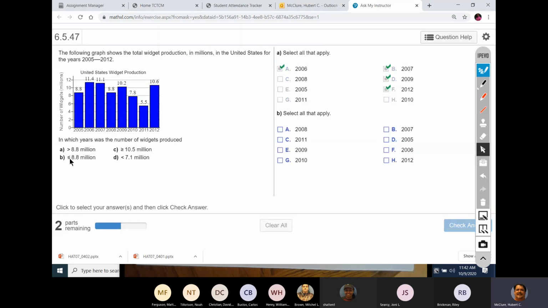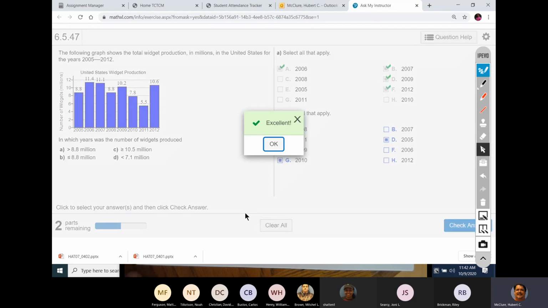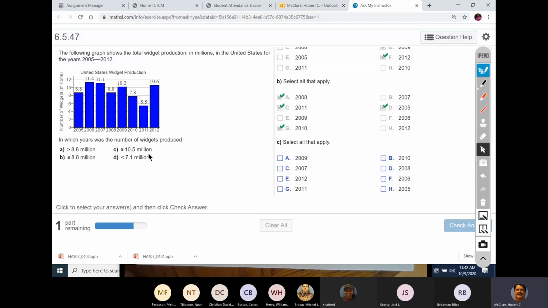All right. Less than or equal to 8.8. Okay, so 5, 8, 10, 11. Greater than or equal to 10.5. Well, 10.5, so 6, 7, and 12.